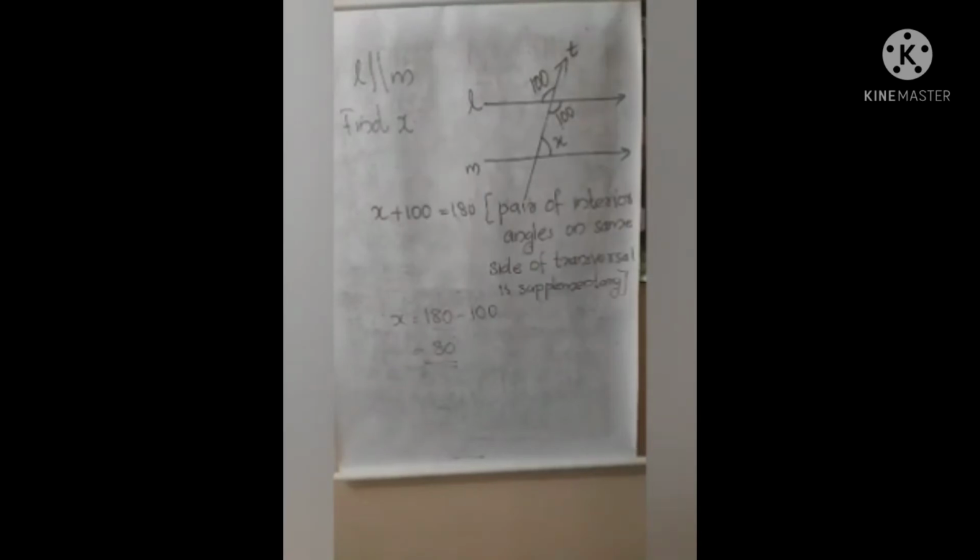So, by using the concept of interior angles on the same side of the transversal, I got the value of X equal to 80 degrees. How is X plus 100 equal to 180 degrees? Reason: the interior angles on the same side of the transversal are supplementary. Now, solving for X, we get X equal to 180 minus 100, that is 80. Today, we can solve some more problems regarding the same concept in order to make the concept very clear to you. So, we can solve some more problems of this type in today's class.